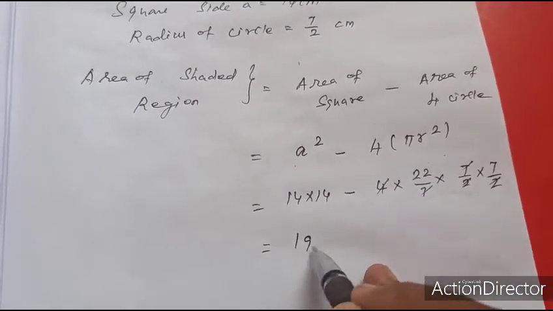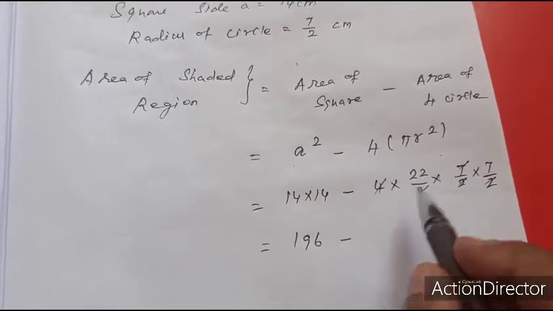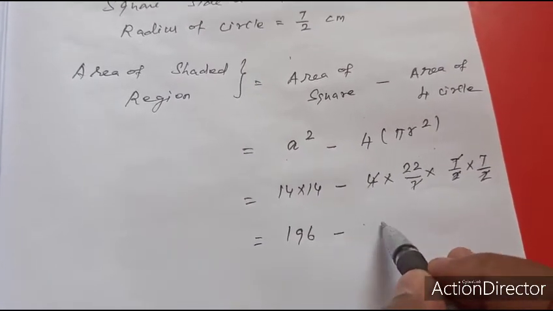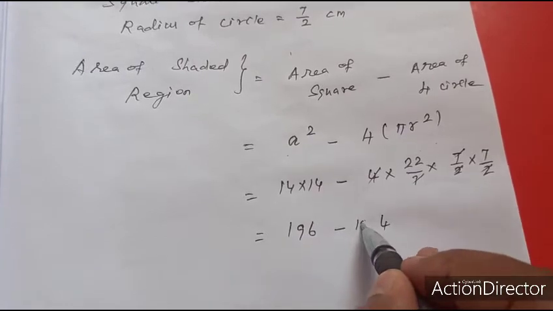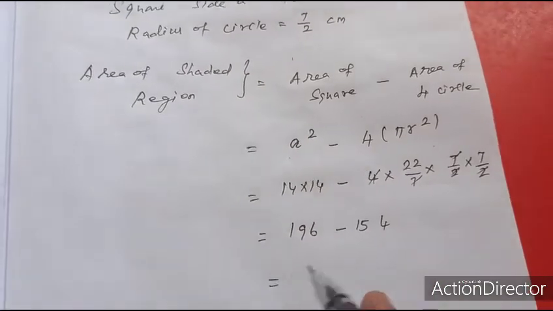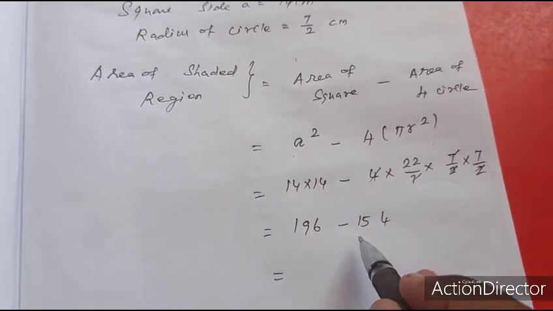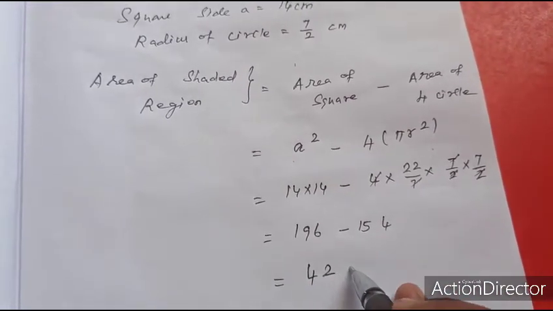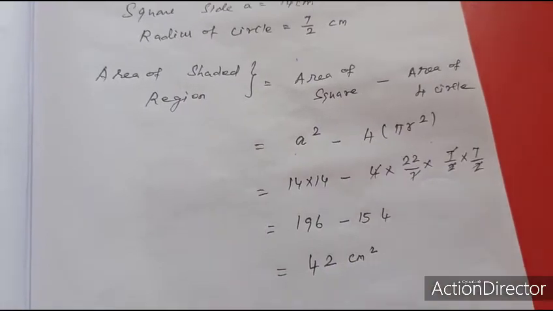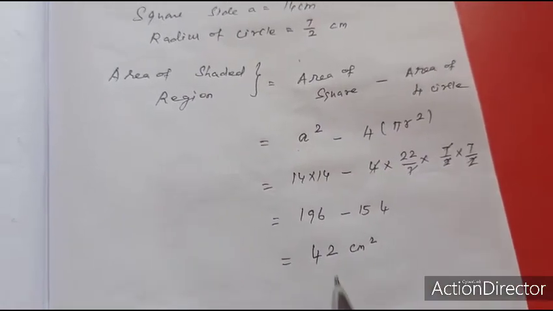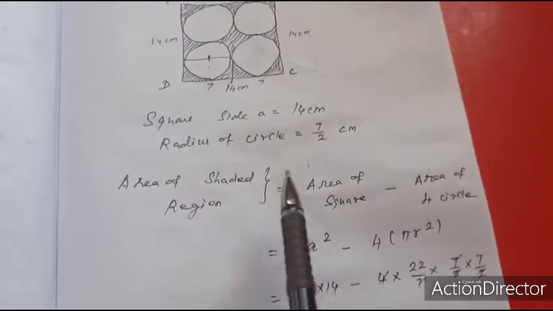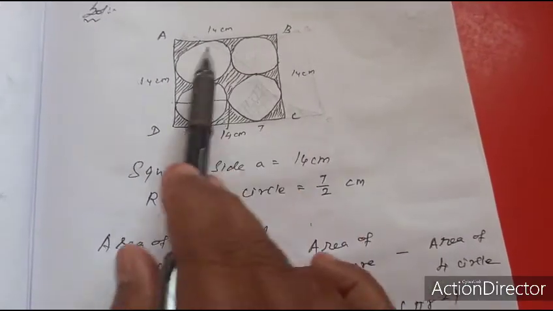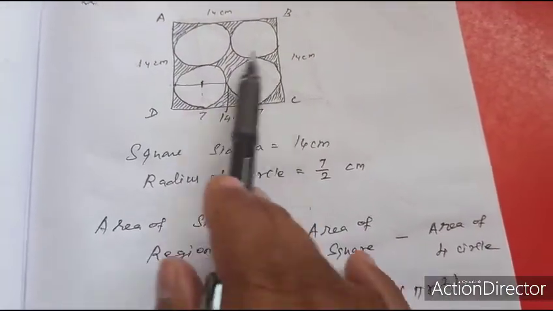14 into 14 is 196 minus 22 into 4 into 7... 7 twos are 14, remainder 1, 7 twos are 14 plus 1, 154. Therefore, 196 minus 154 equals 42 centimeter square. Area of the shaded region equals 42 centimeter square.